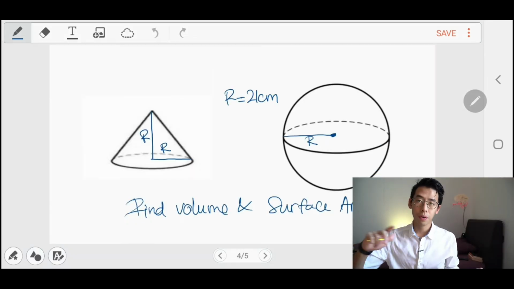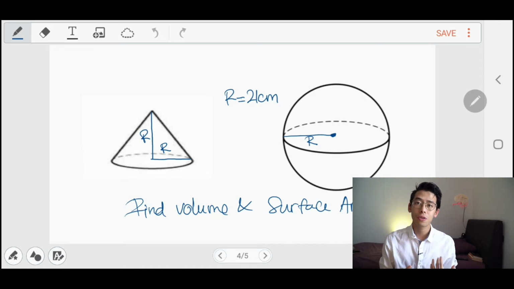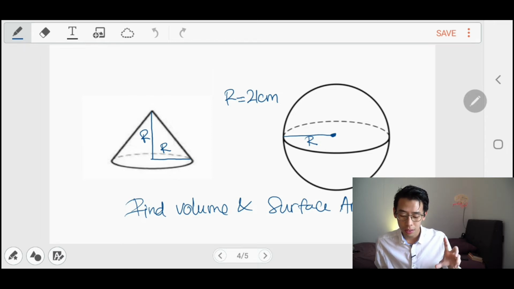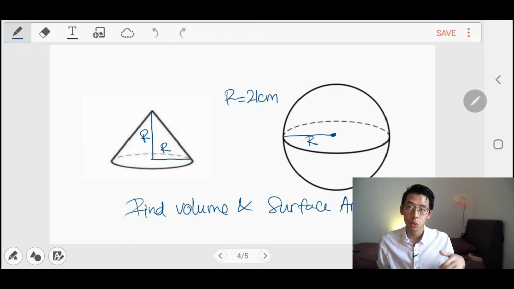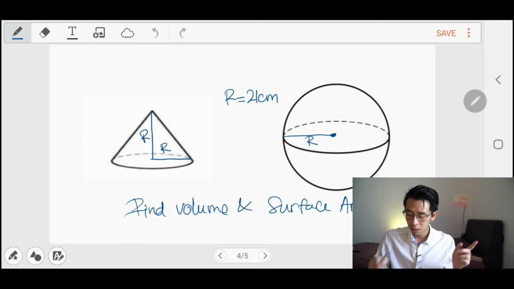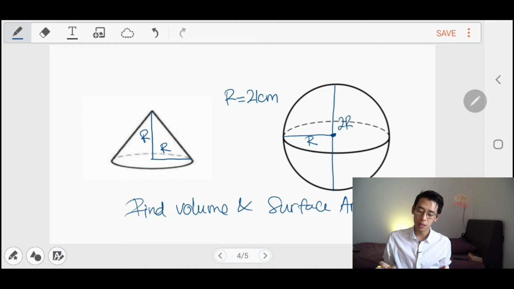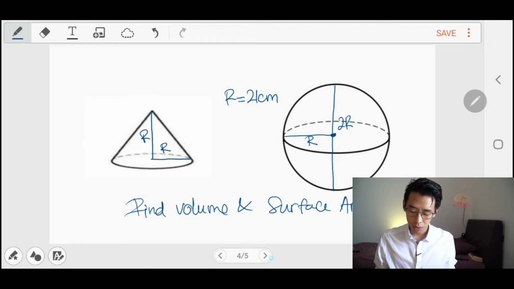So the next thing that I'm going to show you is an example of how you use this formula. We have here a cone and a sphere, and both of the radius is 21 centimeter. The height of the cone, I make the same as the radius, so the height of the cone is 21 centimeter. As you can see, the sphere is all covered by radius, so the height of a sphere is 2 times radius. So this is it. Now let's move on to calculation.